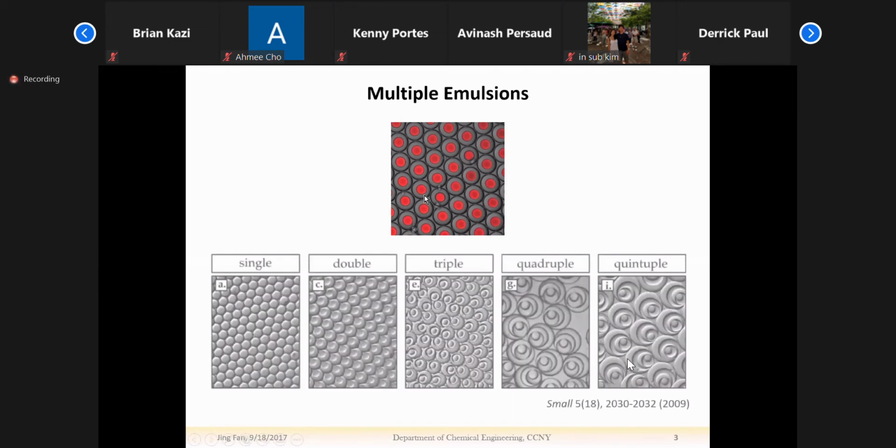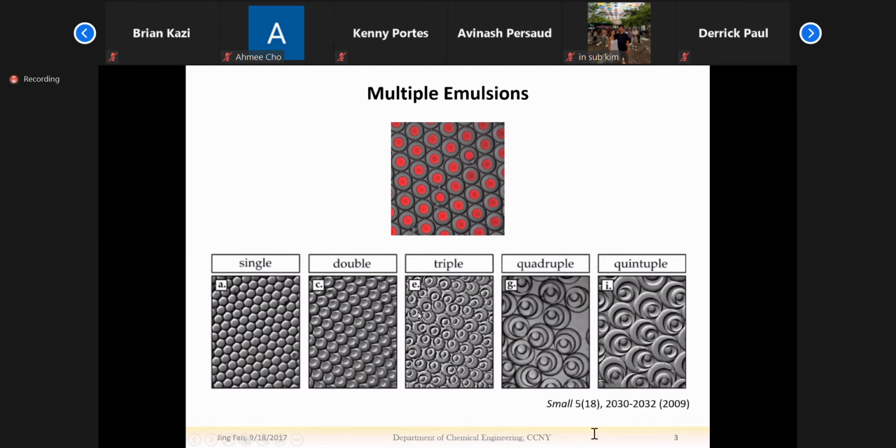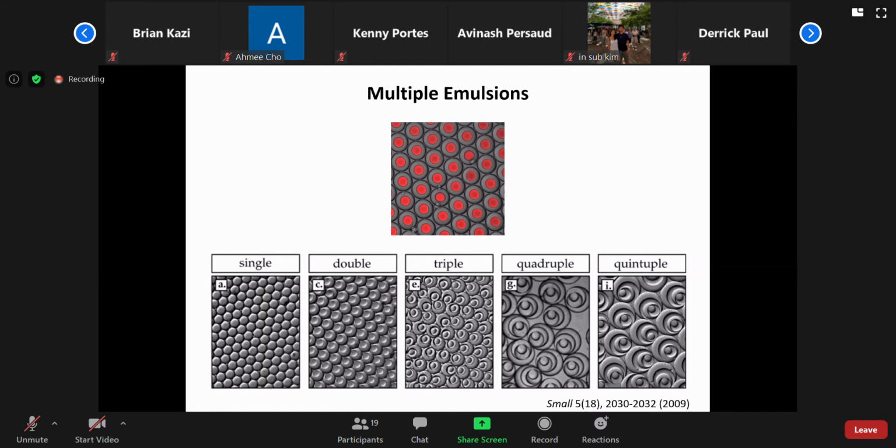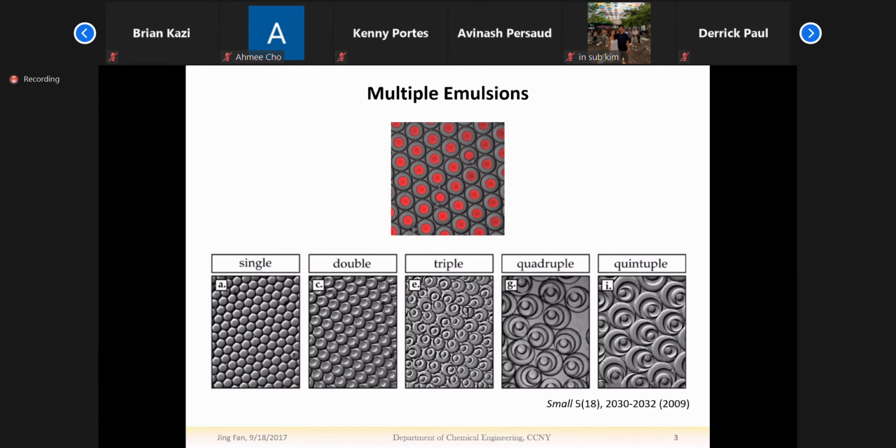So this is a double emulsion. Single emulsion is just one droplet. You may have triple emulsion, where each droplet has 3 layers, or quadruple emulsion, 4 layers, or even quintuple, 5-layered droplets. Although the application of these 4-layer or 5-layer droplets is still in question, it shows that we can really control the structure of these droplets, and all of them are highly monodisperse. So you may include different active materials in different layers.